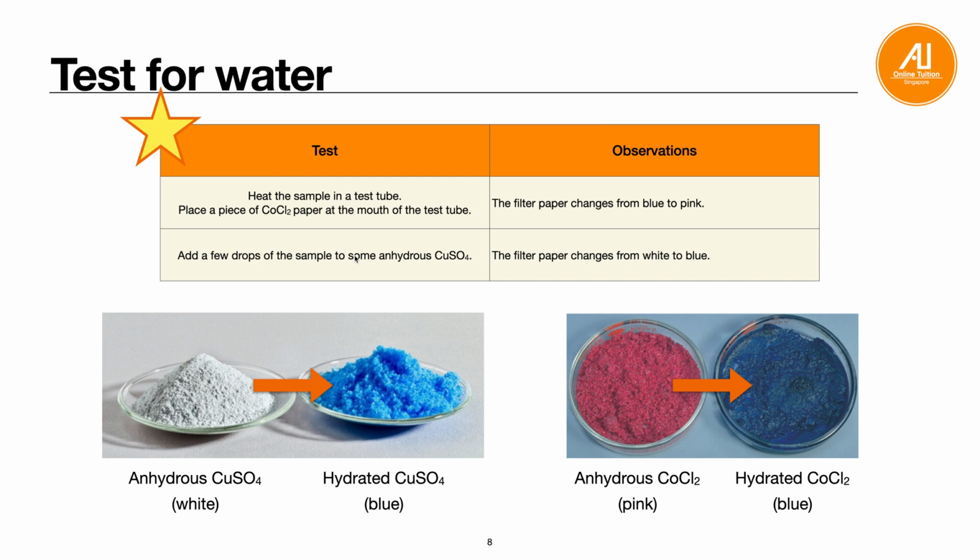But this one is the more common one. You add a few drops of what? Anhydrous copper 2 sulfate. It will turn from white to blue. When it's in anhydrous form, it's white in color, but when the water goes in, it will become blue in color. So this is hydrated copper 2 sulfate, which I think most students will be very familiar with. You'll be doing this experiment, so just remember the color.